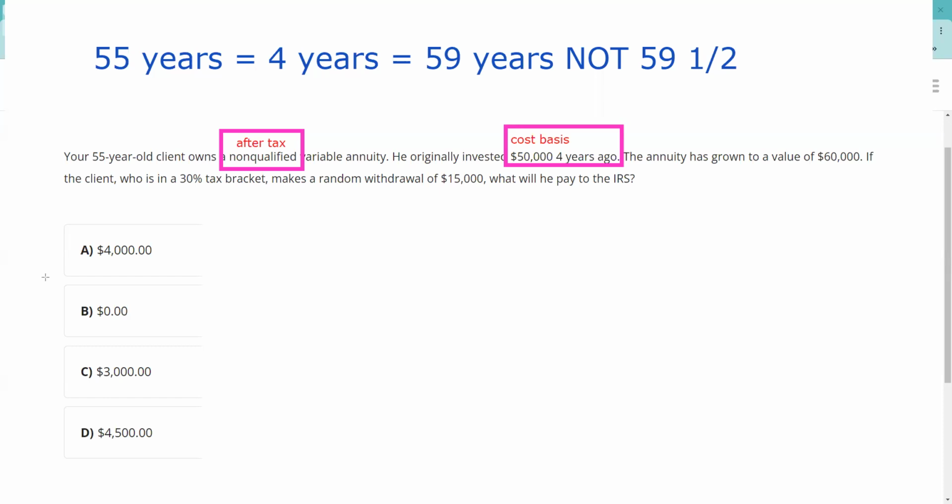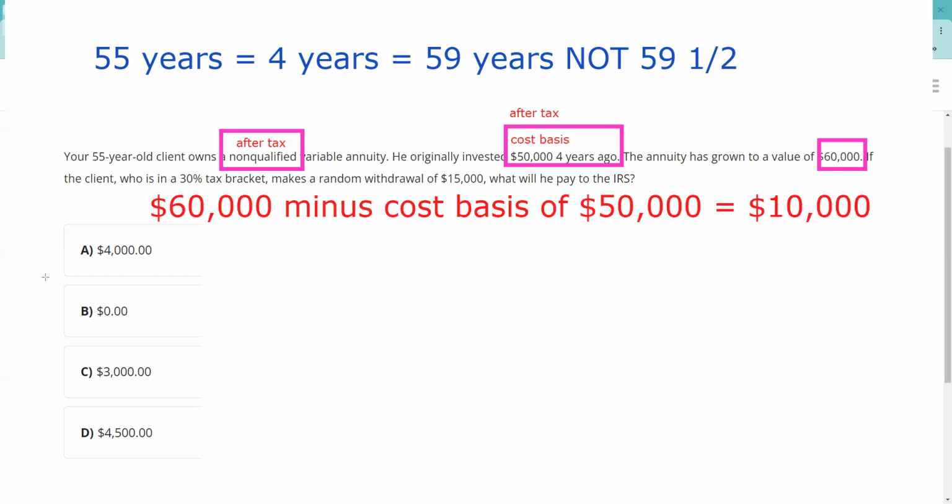The annuity has grown to 60, and that's one of the great things about a variable annuity, like other retirement plans. The money grows tax deferred. Since it's not qualified, you're not using pre-tax money. If this was, for example, a TSA, tax sheltered annuity, the cost basis would be zero. But now we have $60,000, so that means we've got $10,000 that he has not paid taxes on yet.